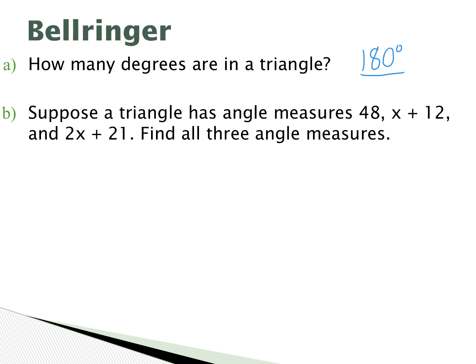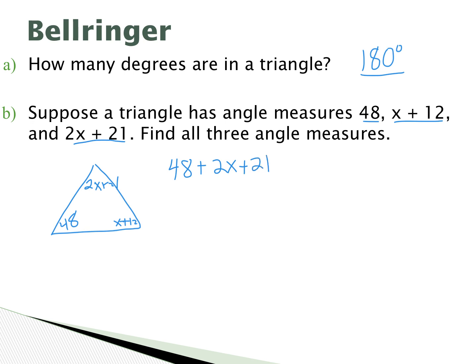Now, if a triangle has angle measures of 48, x plus 12, and 2x plus 21, we want to find all three angle measures. So if we have our triangle, we have 48 degrees, 2x plus 21, and x plus 12. Then what we're going to do is add them all together: 48 plus 2x plus 21 plus x plus 12, and set that equal to 180.